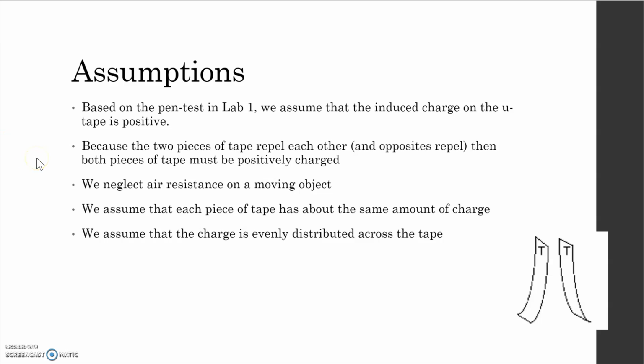We did need to make assumptions for this lab. Based on the Penn test in Lab 1, we assume that the induced charge on the U-tape is positive, and because the two pieces of tape repel each other, both pieces of tape must be positively charged because like charges repel. For Lab 2, we neglected air resistance on a moving object. We assumed that each piece of tape has about the same amount of charge, and that the charge is evenly distributed across the tape.